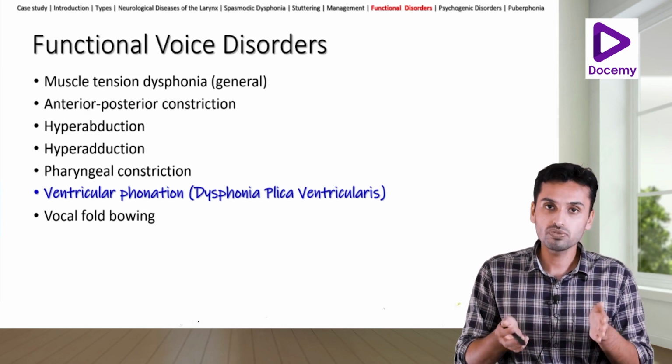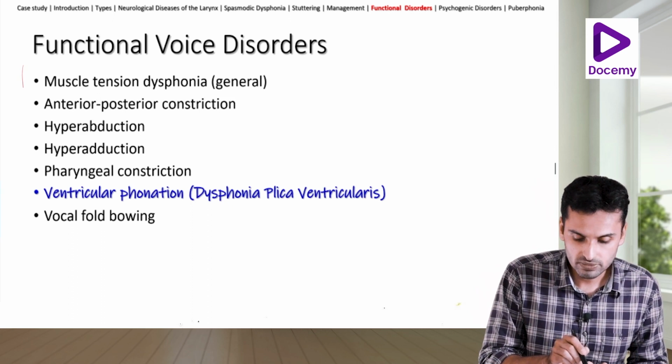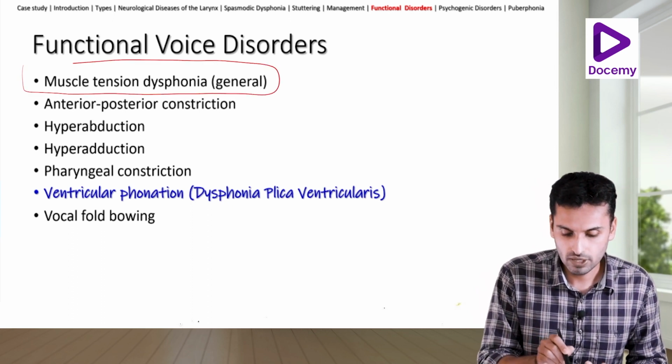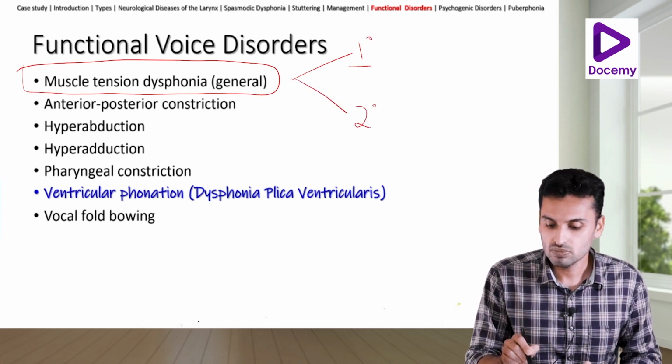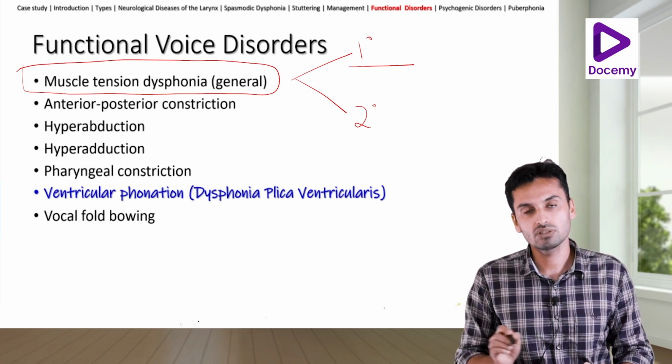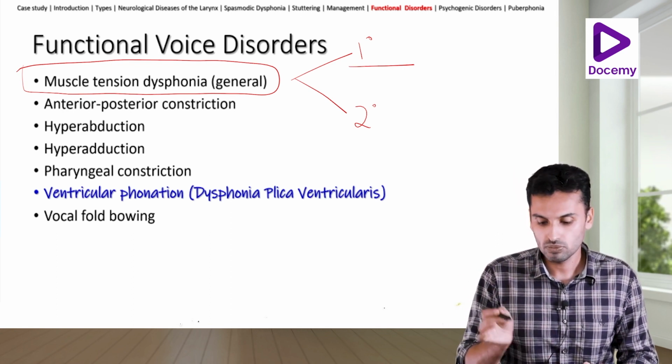Here only the use of these normal muscles is in an inappropriate way. And there is a general term, muscle tension dysphonia. Muscle tension dysphonia can be primary or secondary. Primary is when there is no other lesion. It's just de novo, the patient starts developing this way of speaking for no rhyme or reason.